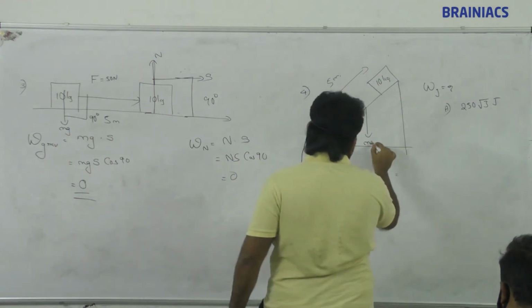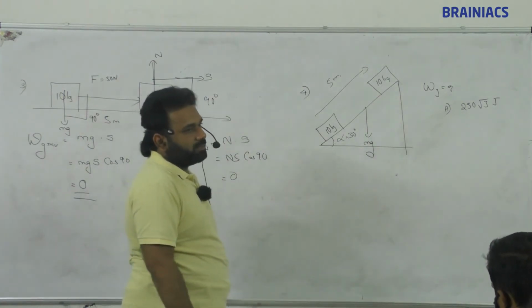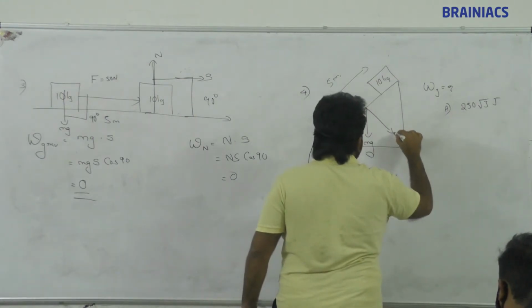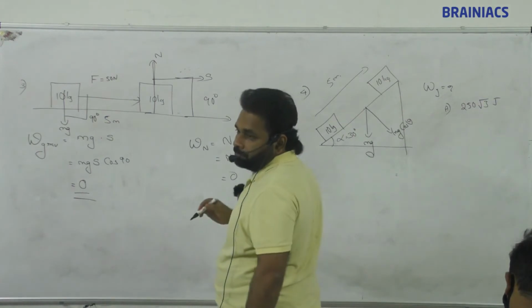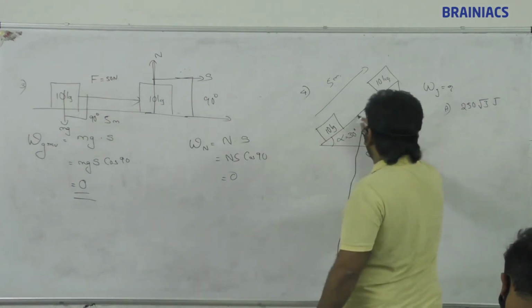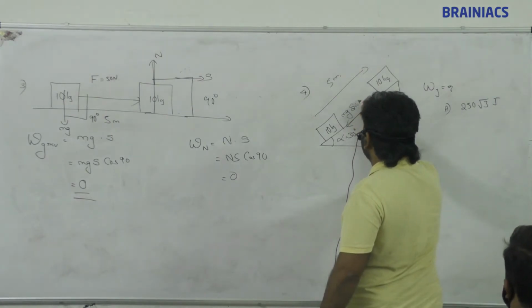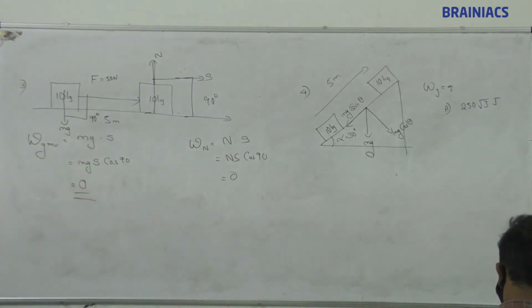So mg is acting in this direction. One component is mg cos theta, and the other component acting in this direction is mg sin theta. Correct or what? Mg cos theta and mg sin theta.